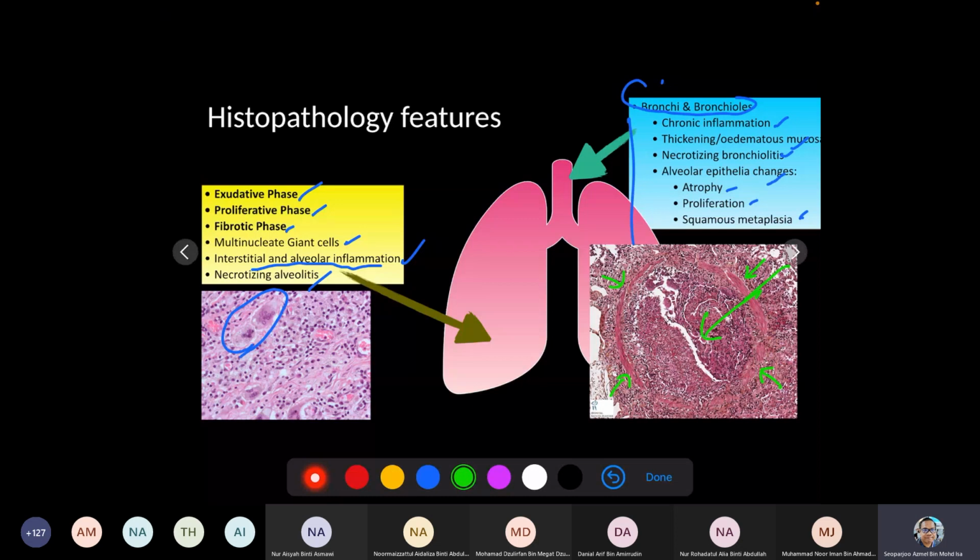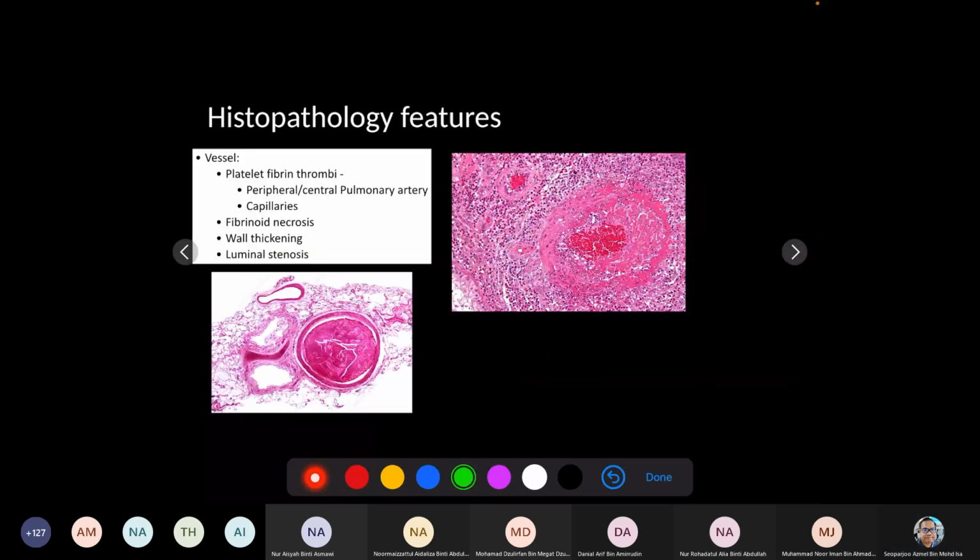So this is what COVID-19 does to vessels in the lungs. It stimulates blood clots within the lungs. So that is another reason why there's a lot of congestion and why a lot of patients died due to COVID-19. All right, this is another point which I mentioned previously. There will be a lot of fibrin thrombi, fibrinoid necrosis, wall thickening, and luminal stenosis. This is, again, how a blood clot looks like, and this one is what fibrinoid necrosis looks like.